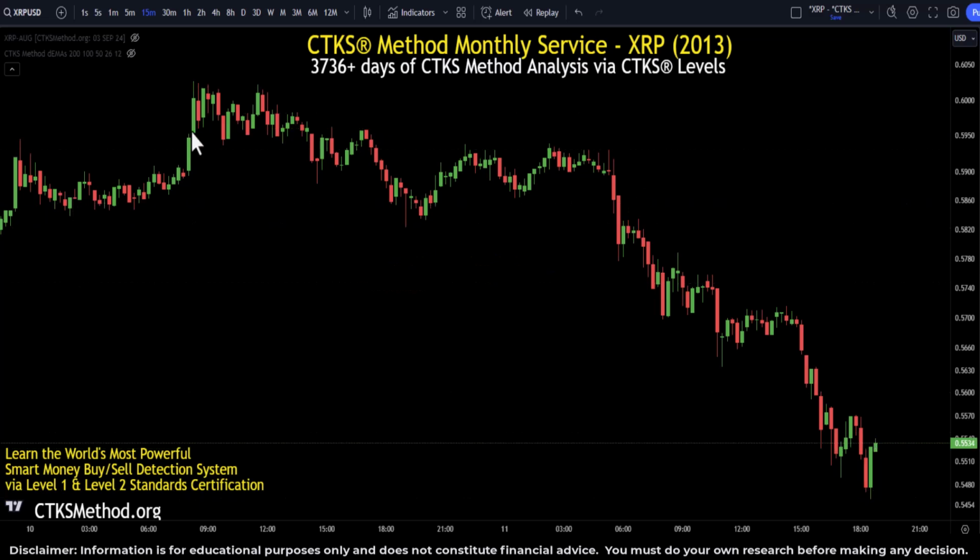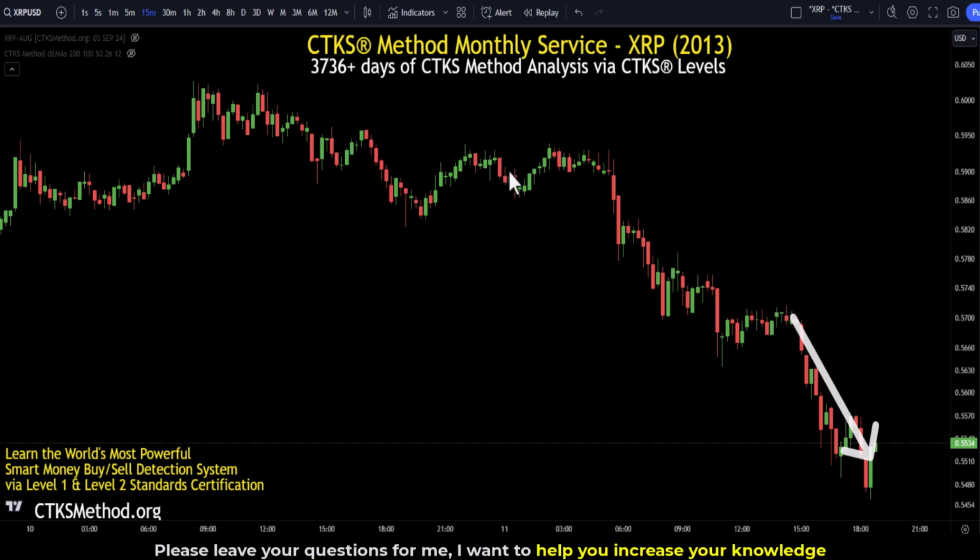If you looked at price like this and through a variety of different indicators across it, you'll find that those indicators are not statistically significant. Now, why is that? Because XRP has been trading for in excess of 3,700 days. 3,700 days worth of data needs to be assessed, and that's what the CTKS method does.